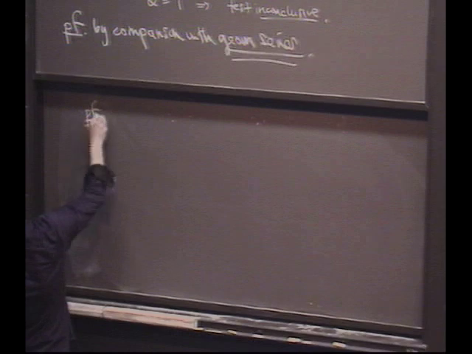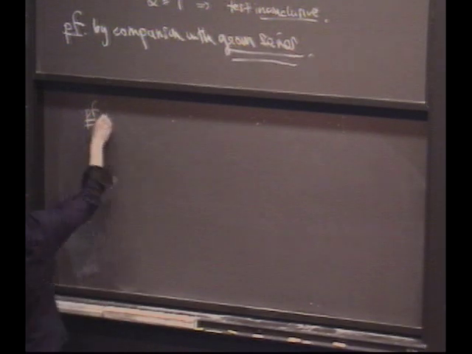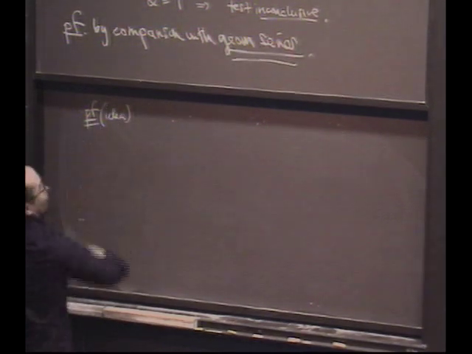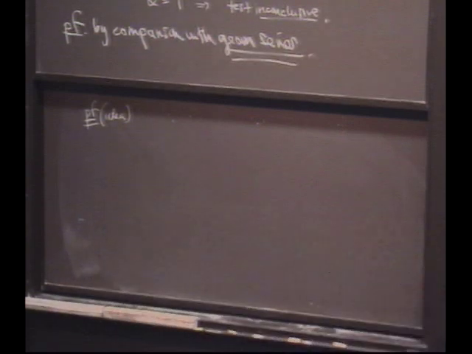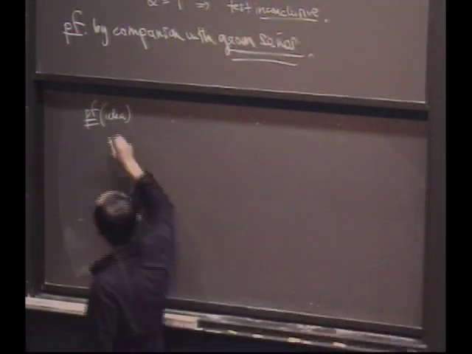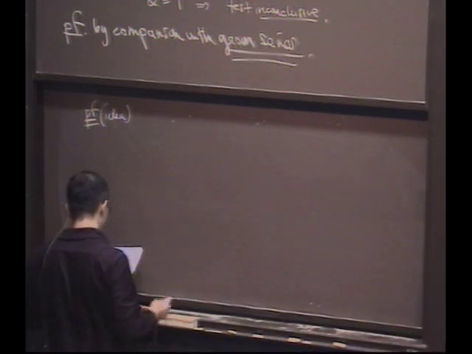Proof idea. By the way, the proof is not hard. You just write out everything, and if you write out everything, you can verify both sides are equal. So the algebraic proof gives no insight whatsoever. This is the geometric proof. The geometric proof is this.